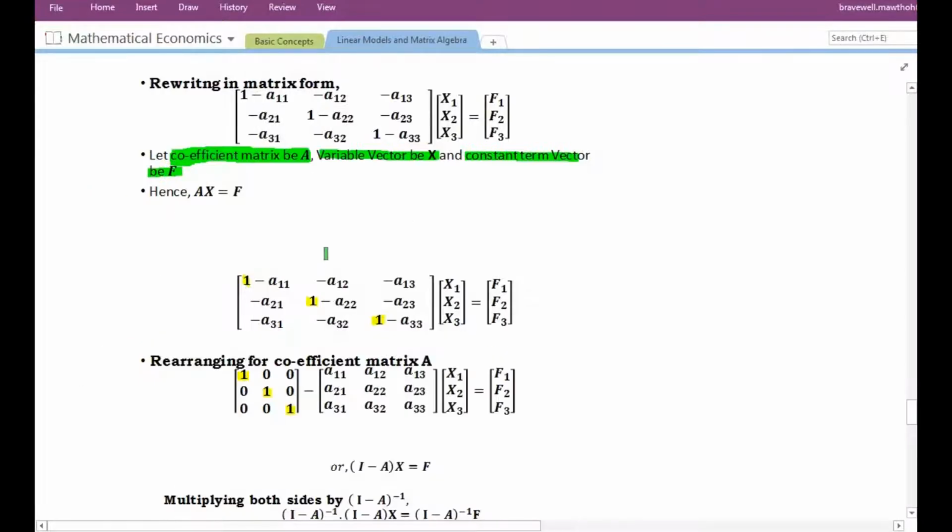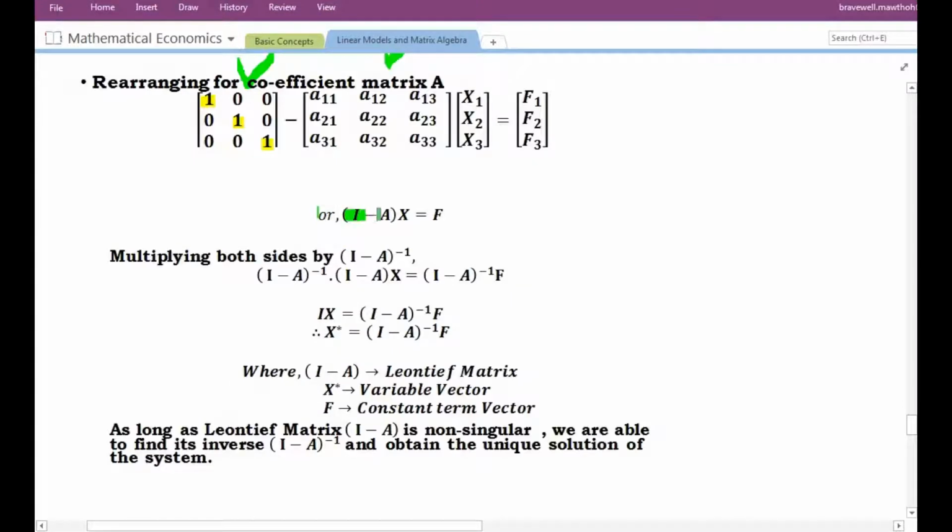Now rearranging for coefficient matrix A, here we are going to split the input coefficient matrix A into two matrices, that is the identity matrix and the input coefficient matrix. After doing so, rearranging the above matrix in notational form, we have I minus A times X equal F. Here I minus A is known as the Leontief matrix.